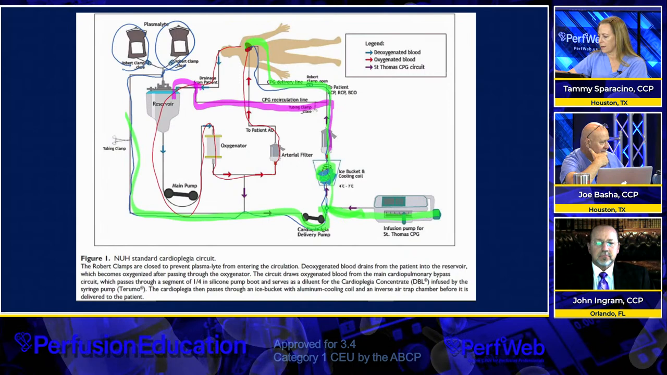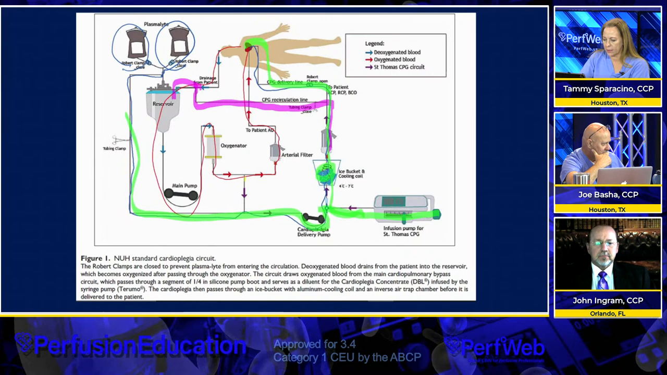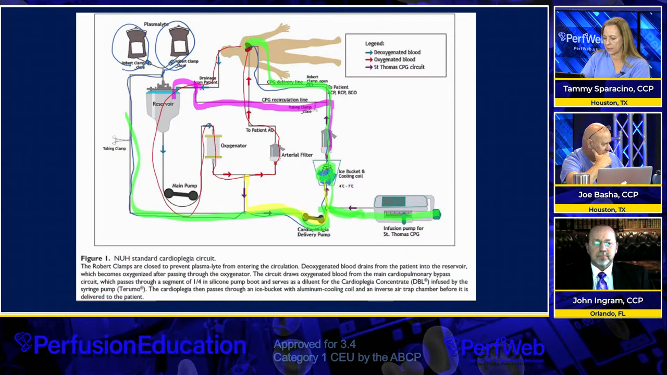All right. Now, you're wondering, how are we mixing blood with our cardioplegia? Well, the blood is coming from here into your circuit, then in through here, and then mixing this way, and then going to the patient.